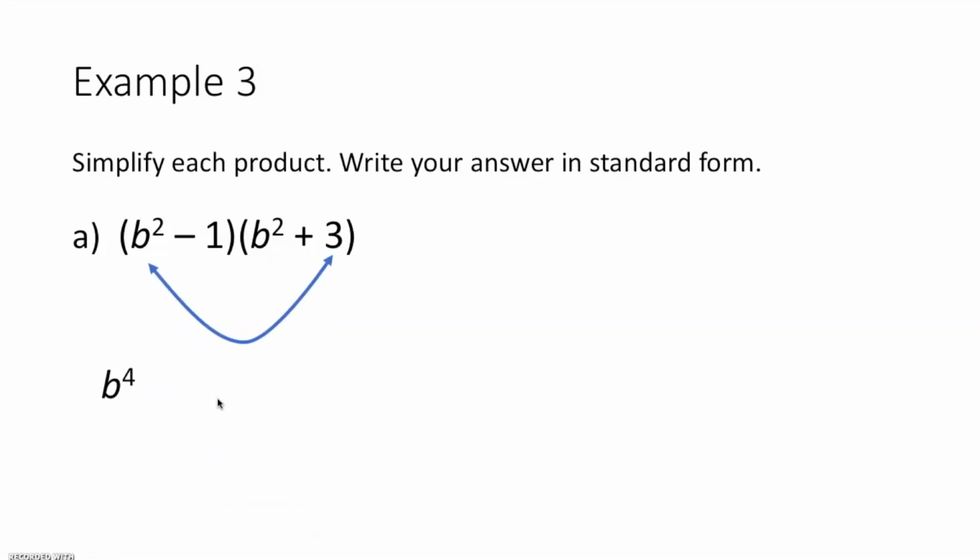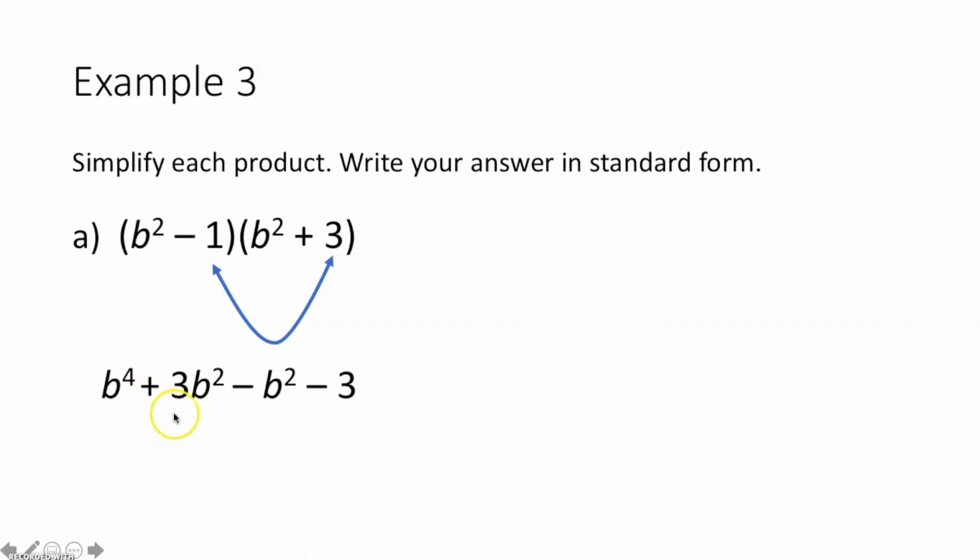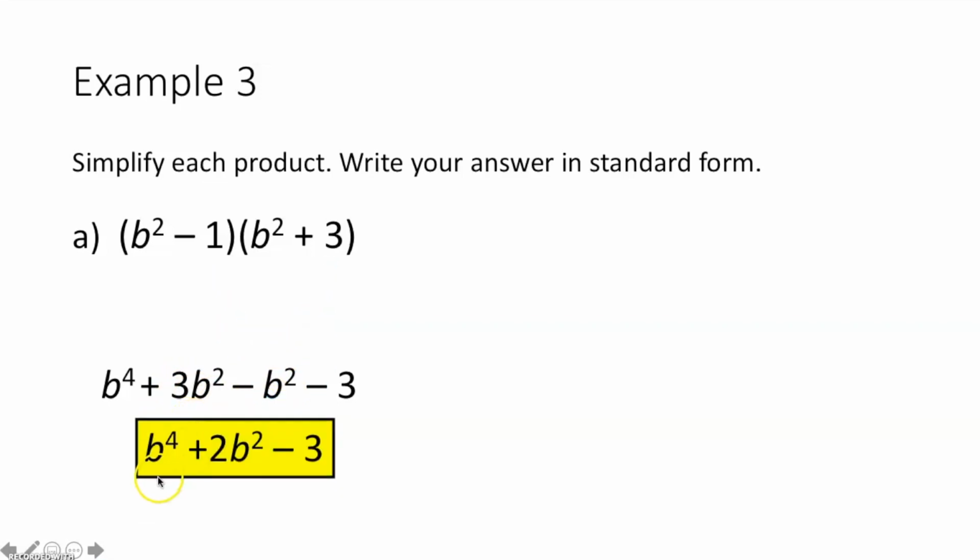Then we multiply the outer terms together. What's b squared times 3? That's 3b squared. We multiply the inner terms together. What's negative 1 times b squared? That's negative b squared. And then we multiply the last terms together. What's negative 1 times 3? That's negative 3. Now, we combine our like terms, the b squared and the b squared. So what is 3b squared minus b squared? That's going to be positive 2b squared. Perfect. Done.